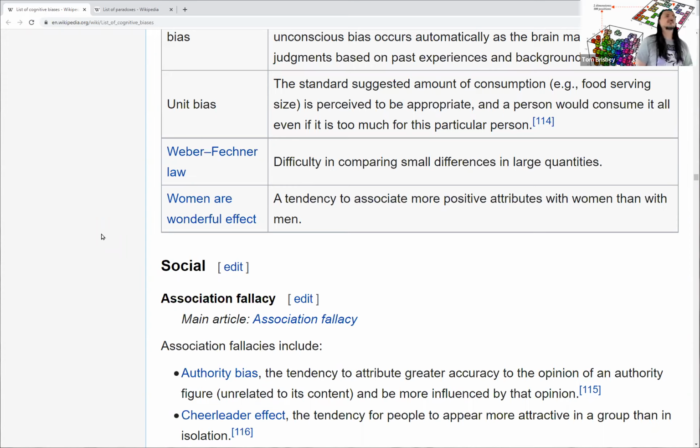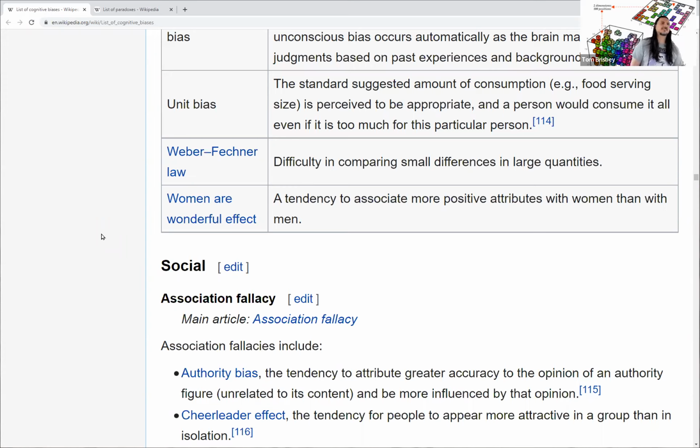The difficulty in comparing small differences in large quantities. Yeah, the difference between a million and a million and one. Well, $1,000,001 and 1,000,001 feathers, 1,000,001 atoms. I don't know, 1,000,001 seconds.